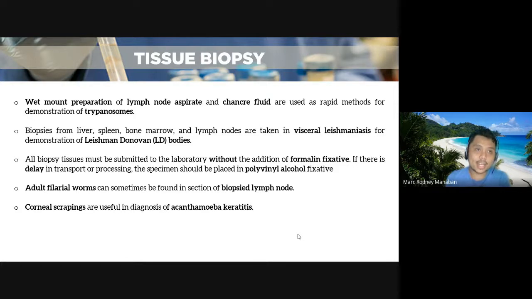That's for bacterial keratitis. But for a parasite, you have Acanthamoeba keratitis, and the specimen we get is corneal scrapings.